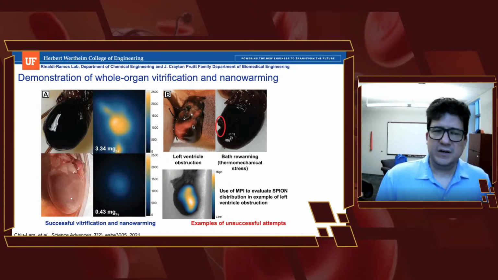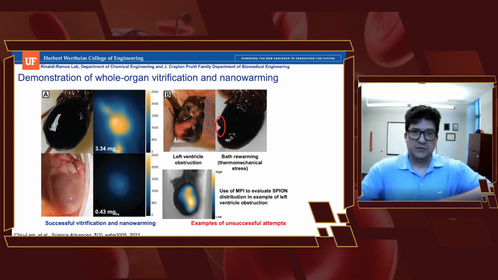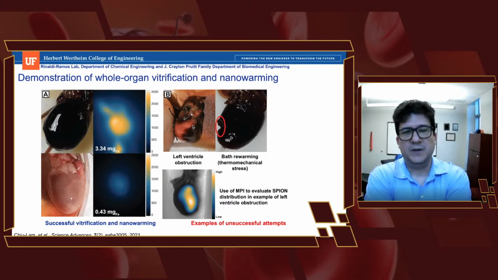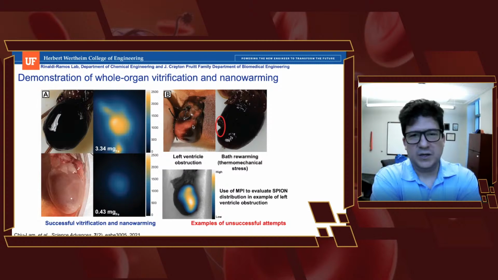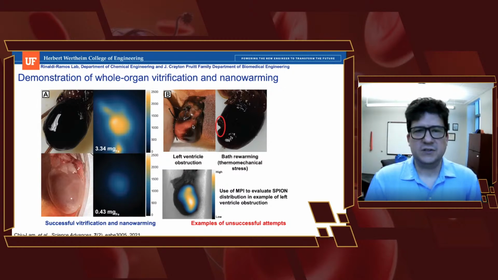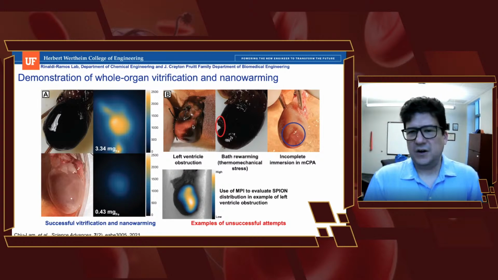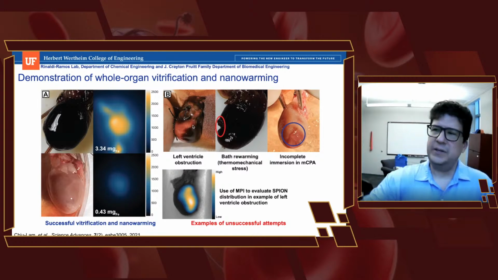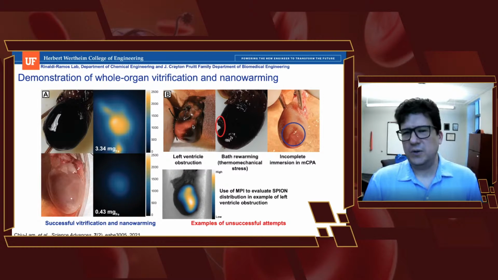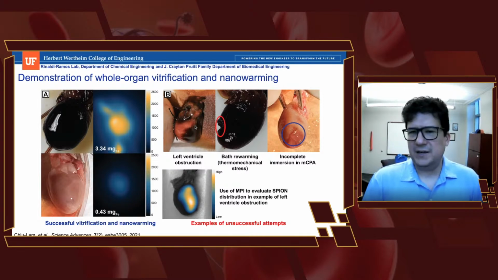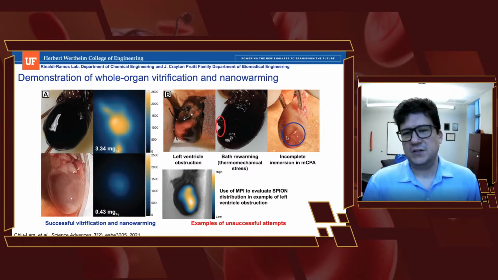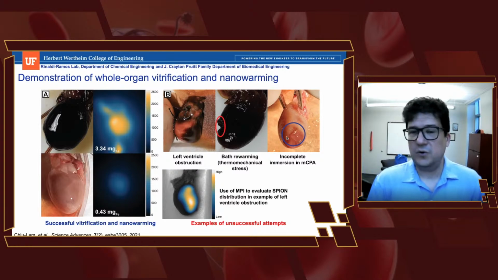This is an example of a heart that we were able to perfuse, but because of issues with the rewarming step, we did this one in the bath, so not in the magnetic field, so that we had thermomechanical stress. And so you can see evidence here of that thermomechanical stress causing damage to the heart. This is another heart where we didn't immerse it completely in the CPA solution before we preserved it. And so that meant that part of the heart was not as effectively protected from vitrification, from crystal formation.